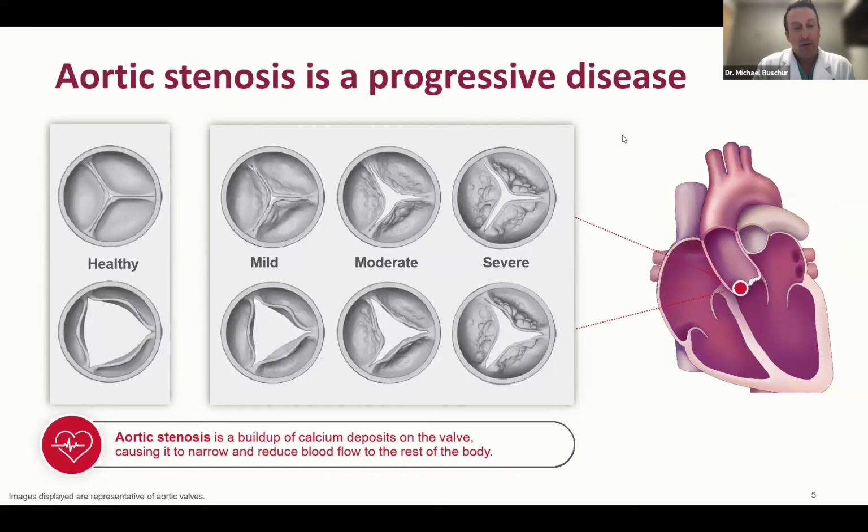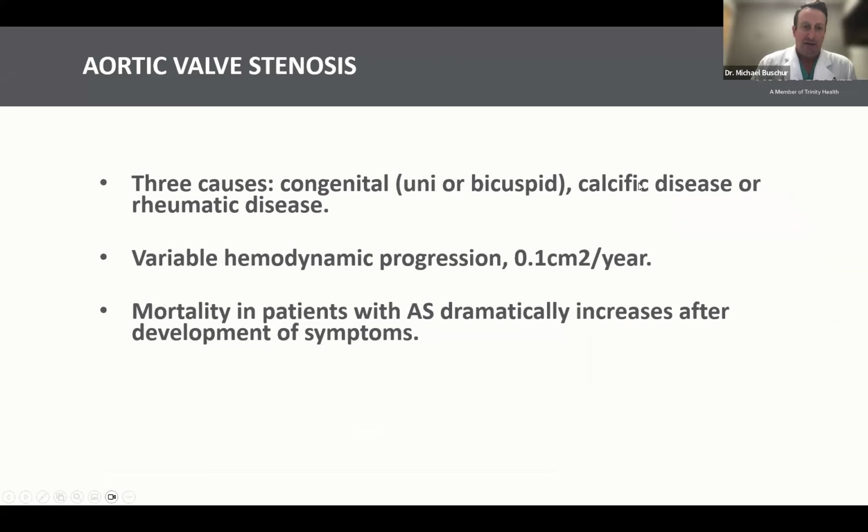Okay, we can go on to the next slide. And again, the three main causes: congenital, where somebody may be born with one or two leaflets instead of three; calcific disease, which we see a lot here in the United States; and then finally rheumatic disease, which is much more common throughout the world.